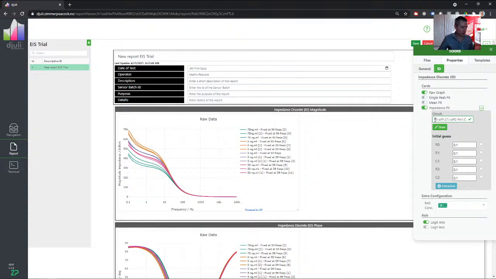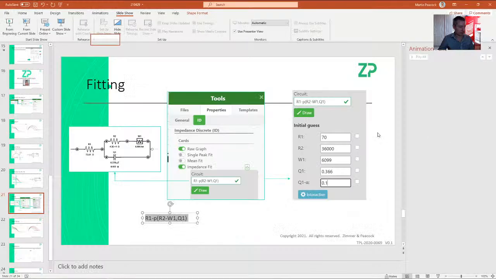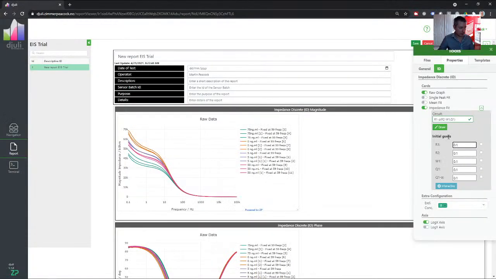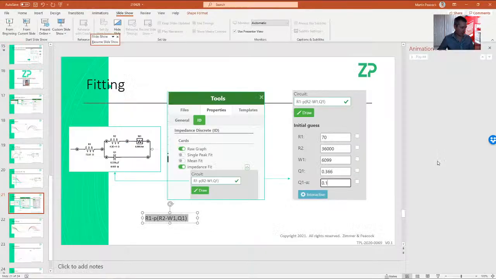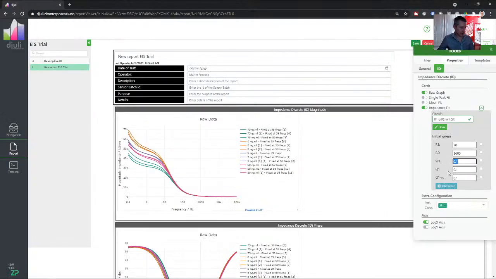What I'm going to do is paste that in, and I'm going to put in some values that 2A suggested. So 70, 36,000, 7,000. Let me just do that. 70, 36,000. Let me just check that one. 7,000.